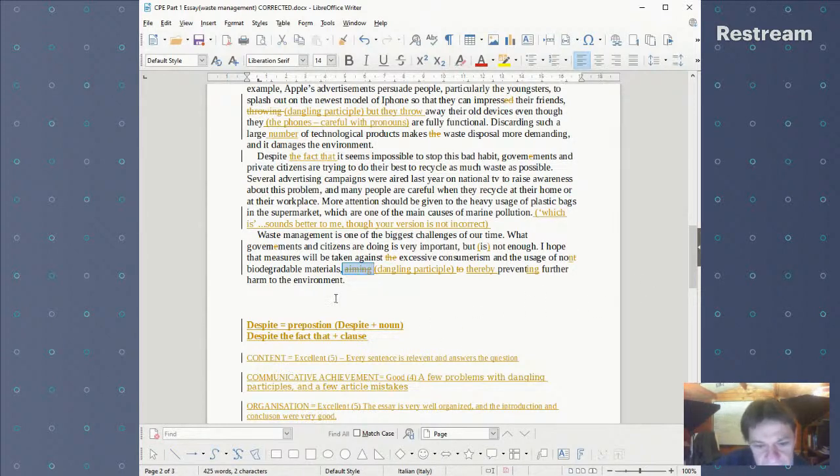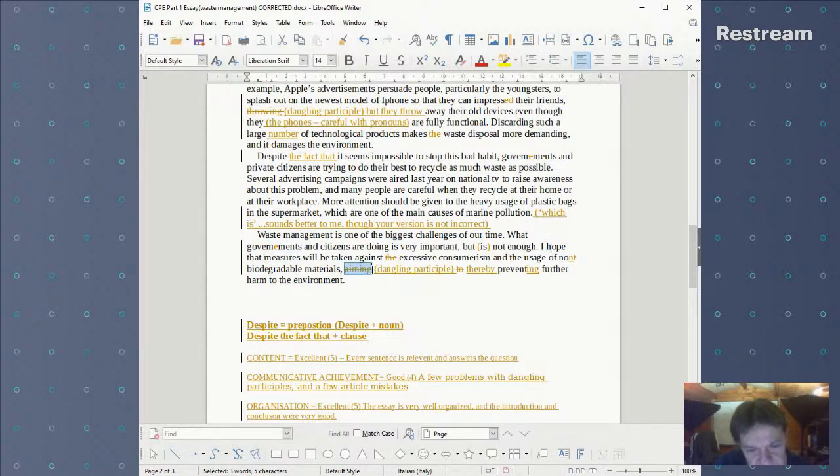We want what is aiming to prevent further harm to the environment. Yeah, I think it's supposed to be describing the measures. The measures are aiming to prevent further harm to the environment, but I felt that this one was dangling. It wasn't describing the subject of the main clause, the I.